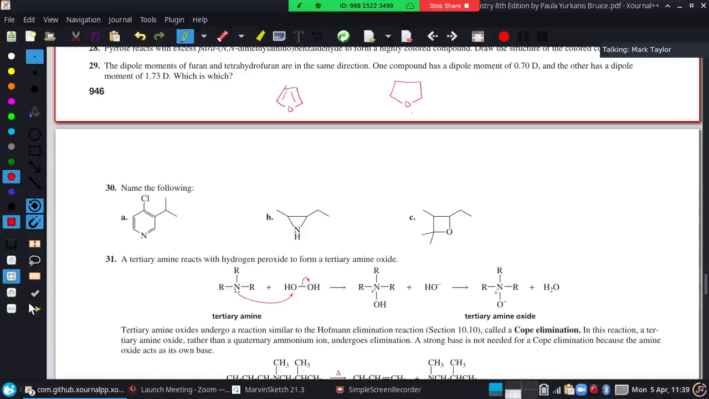Alright, the driving factor of the dipole moment would be the electron pairs. But two of these on the furan are making up the ring, yet on the tetrahydrofuran they're both outside the ring. Alright, so a lot more electron density. This has got to be the high one. That's got to be the low.